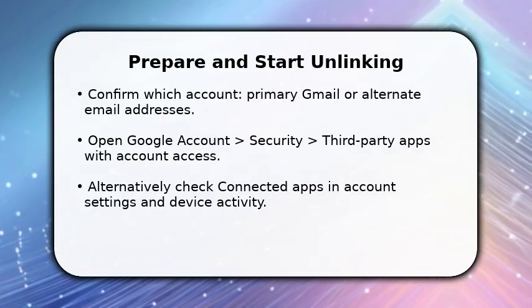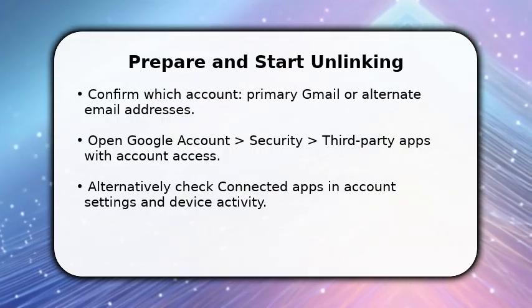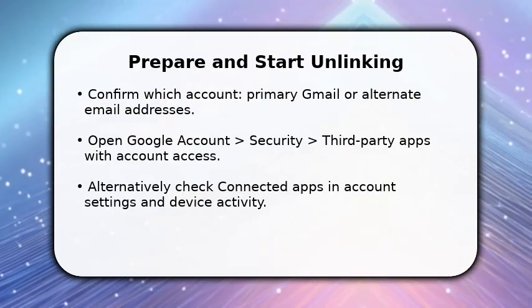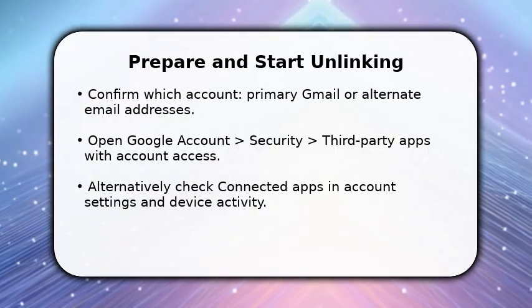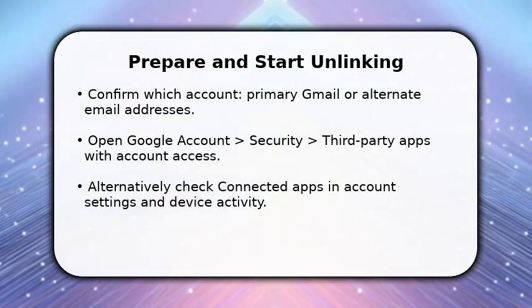Once signed in, open Security and find third-party apps with account access. This is the control panel that lists connected sites. Make sure you have two-step ready in case Google prompts verification. Now locate the specific site you want to remove so you can revoke access immediately.